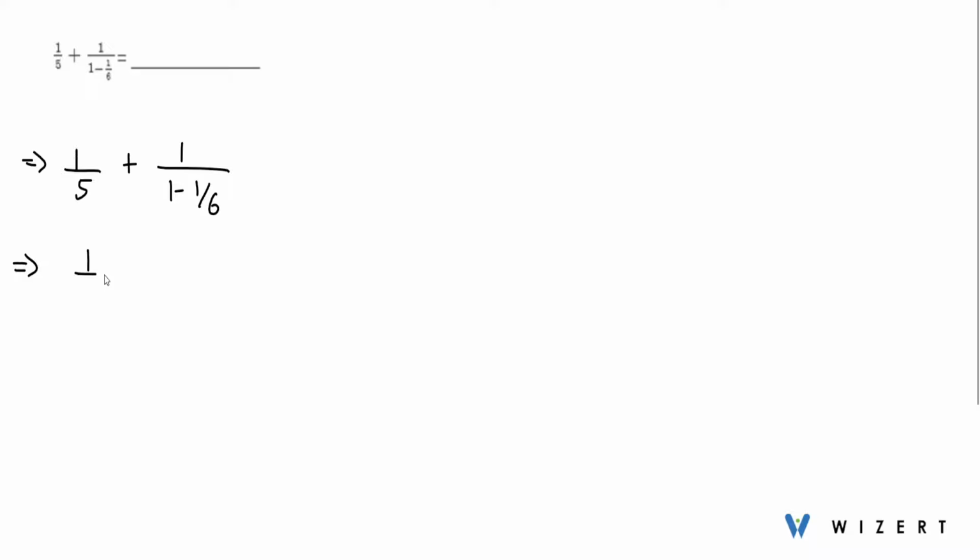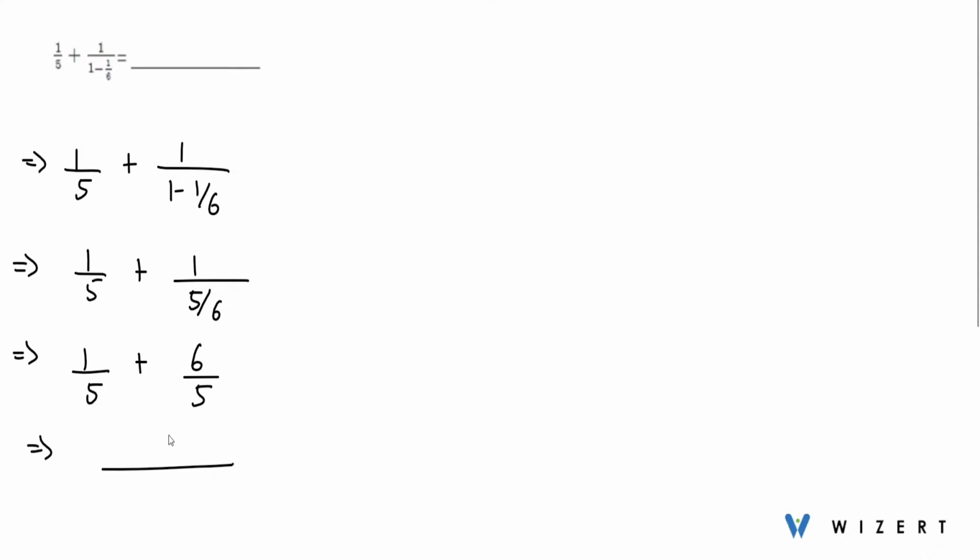So 1/5 + 1/(1 - 1/6) can be written as (6 - 1)/6. So 6 minus 1 is 5, so 5/6. So 1/5 + 1/(5/6) will be equal to 1/5 + 6/5.